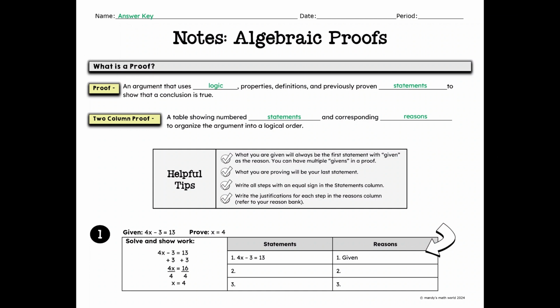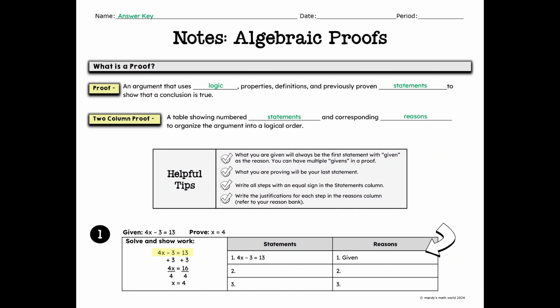Essentially, when you solve an algebraic equation, that means you solve for the value of the variable, you're writing an algebraic proof. I'm going to show you what that looks like as a two-column proof in today's lesson. In number 1, you're given the algebraic equation 4x minus 3 equals 13, and you're asked to prove that x equals 4. Well, when I write out the process, that's essentially a proof. So let's solve it. 4x minus 3 equals 13. I'm going to highlight that first equation, that first step, in yellow.